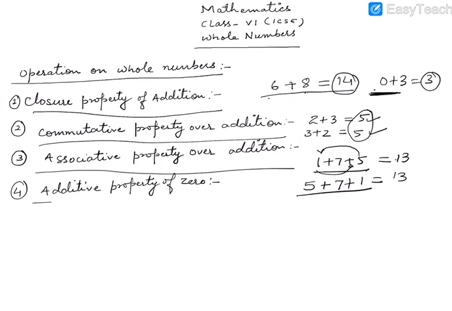Next one is the additive property of 0. It says that when we add 0 to any whole number, it does not affect the result. 4 plus 0, you will see the answer is 4 only. It is not affecting the whole number. So it is known as the additive property of 0. When we add 0 to any whole number, the answer is that same whole number.